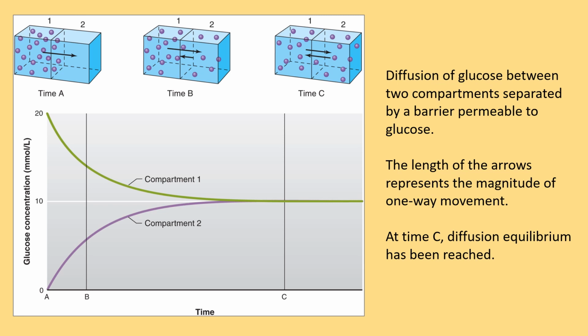At time A, all of those glucose molecules are in compartment 1, and none of the glucose molecules are in compartment 2. At time B, some diffusion has occurred, and so there are fewer glucose molecules in compartment 1, and there are more glucose molecules in compartment 2. And then by the time we get to time C, there are equal glucose concentrations in both compartments.